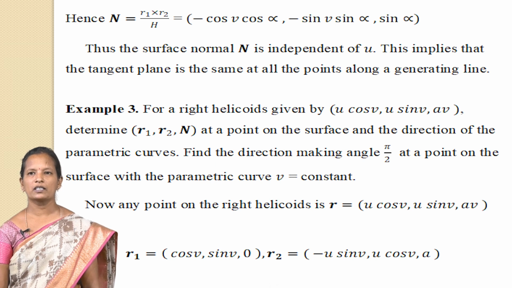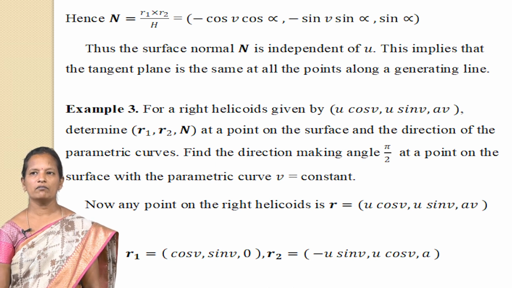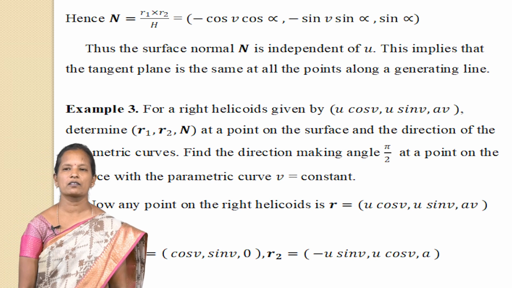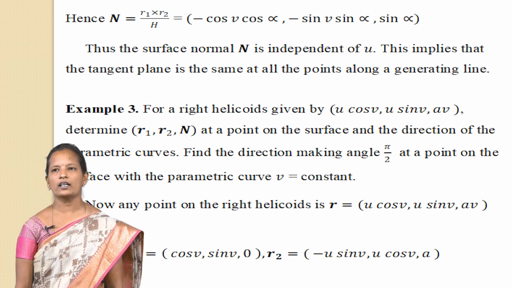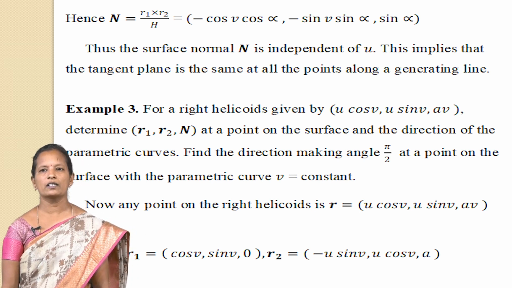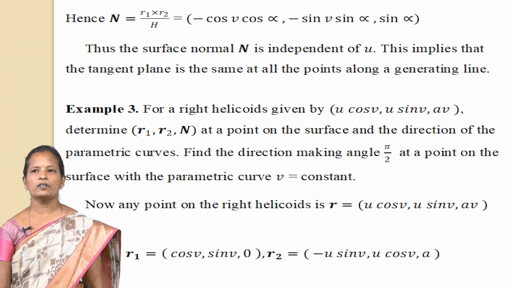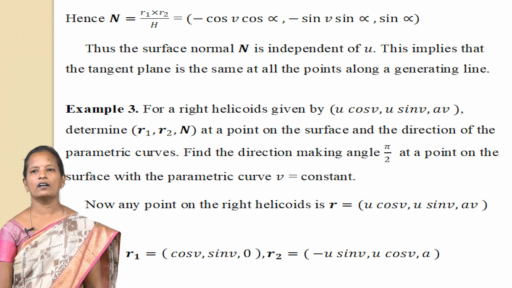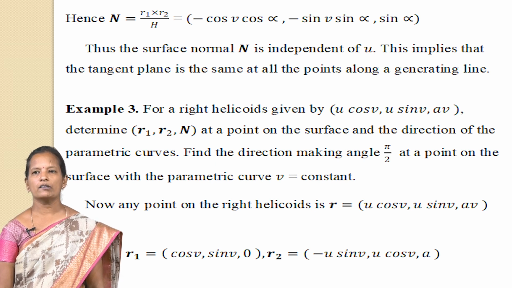Okay, Example 3. For a right helicoid given by U cos V, U sin V, A into V, determine R1, R2, the N vector at a point on the surface and the direction of the parametric curves. Find the direction making angle pi by 2 at a point on the surface with the parametric curve V equal to constant. Just now we discussed R1, R2 and E, F, G. Here also we follow the same procedure.